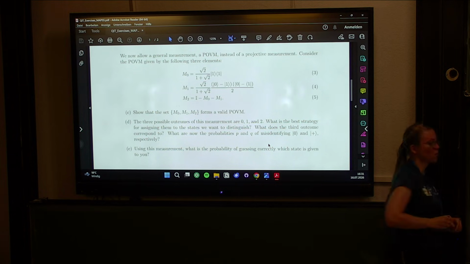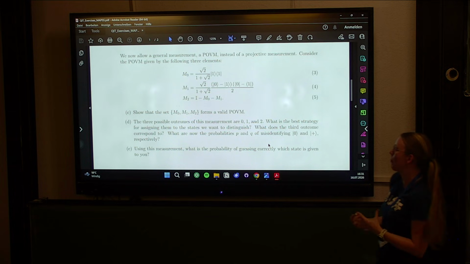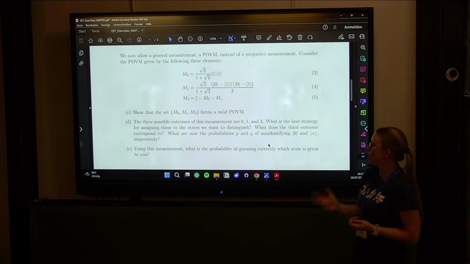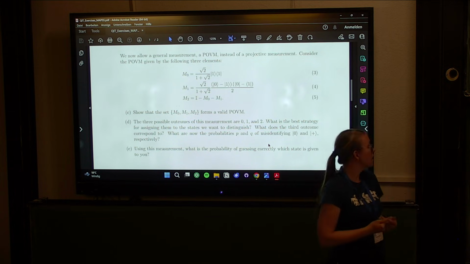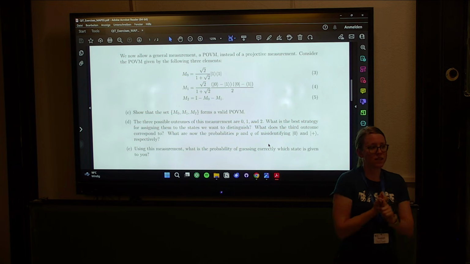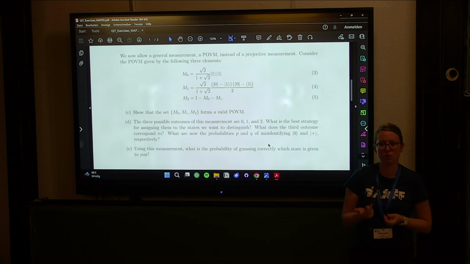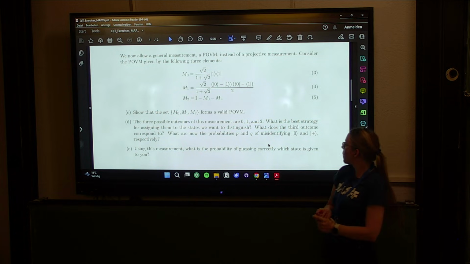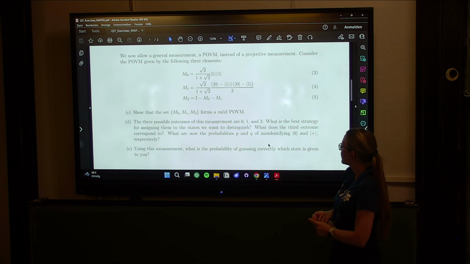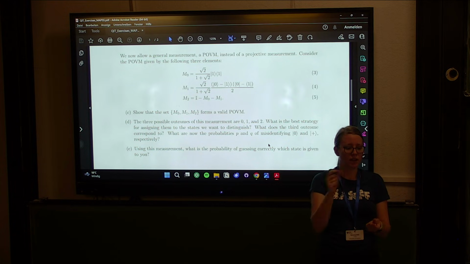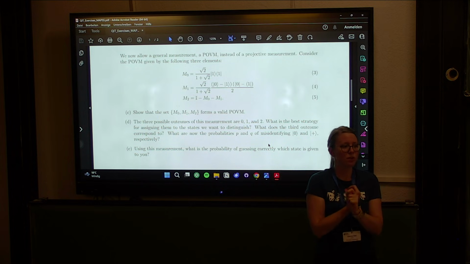What's more interesting is what we can do with these operators now. So now you have 3 possible outcomes, and you're supposed to guess whether your state is 0 or your state is plus. So what do you actually do with the 3 possible outcomes? You need to say, okay, if I get outcome 0, what do I guess? For each outcome you have to do that.